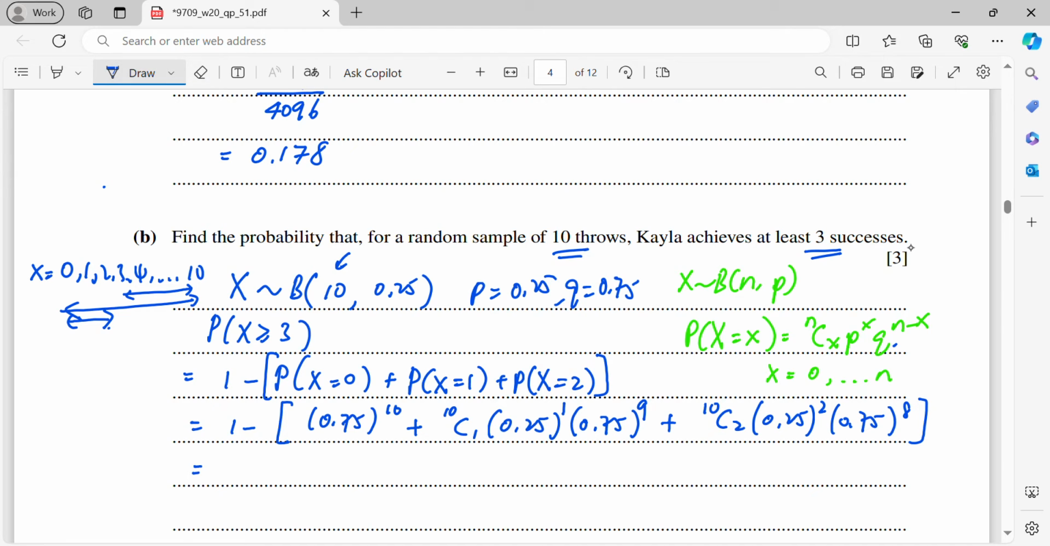And now when you calculate the total of the brackets, it will be 1 minus 0.525593. So 0.525593 is the total of the brackets. Then that will be 0.474, correct to 3 significant figures.